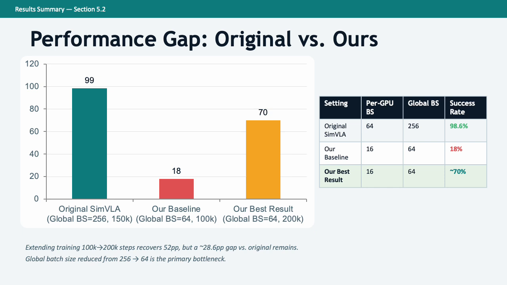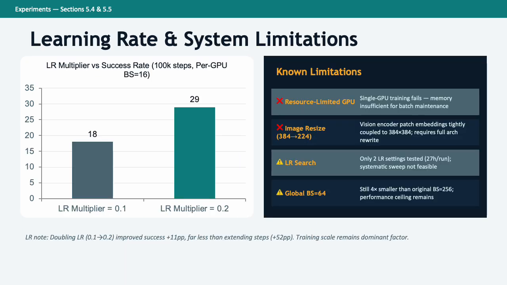However, the remaining gap shows that longer training can only partly compensate for smaller batch size. We also tested the learning rate multiplier. When we increased it from 0.1 to 0.2, the success rate improved from 18% to 29% under the same 100,000 step setting. So learning rate does have an effect, but the improvement was much smaller than the improvement from longer training. We also faced some practical limitations, like single GPU training was not reliable because of memory limits.